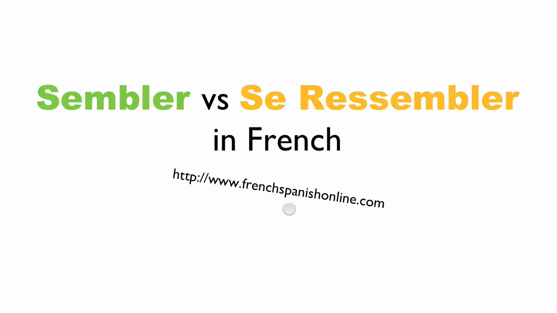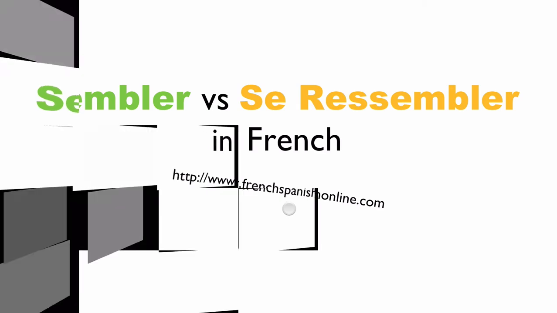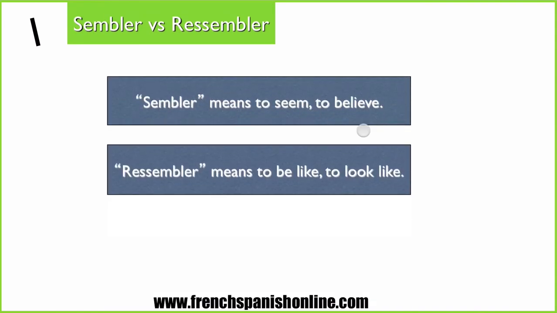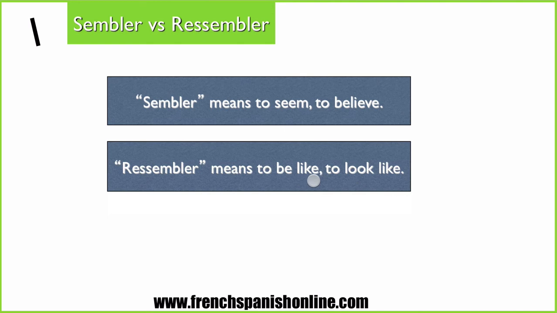Bonjour, with FrenchSpanishOnline.com we are going to see the difference between two verbs, sembler and se ressembler in French. And there is a big difference. Sembler means to seem or to believe, and ressembler means to be like or to look like.